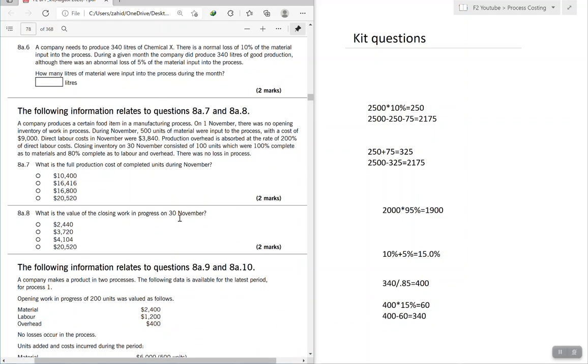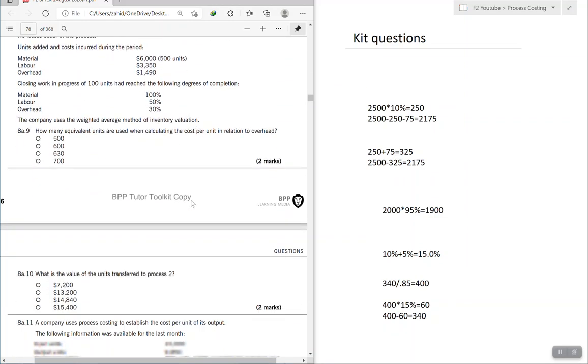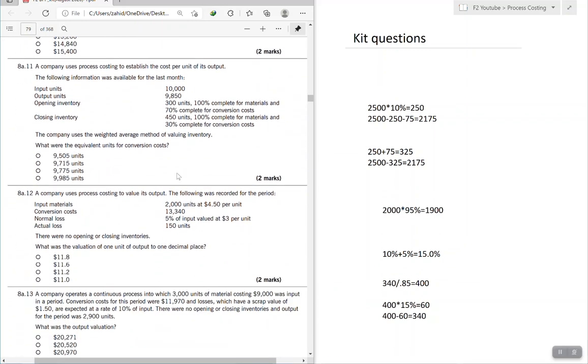This is something that relates to work in progress, so I will leave it for now. This one as well. This one as well.